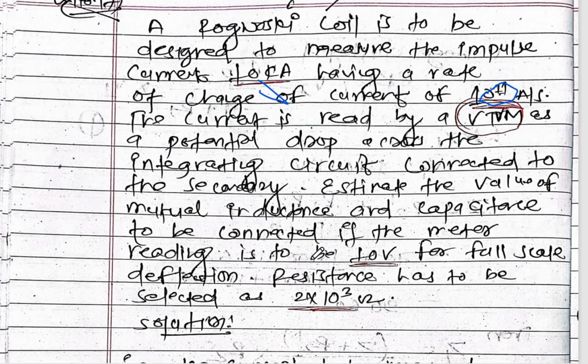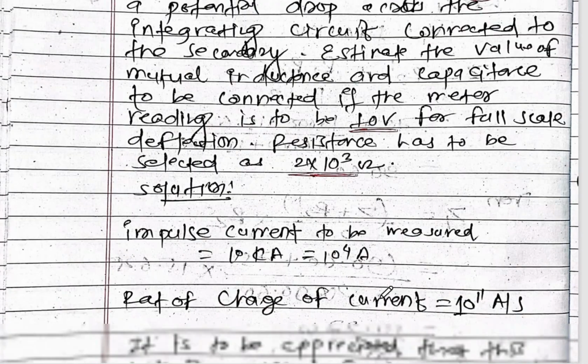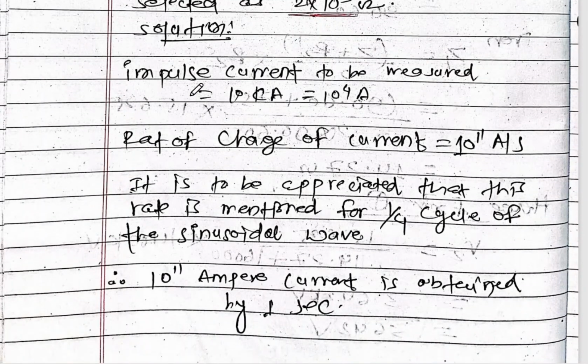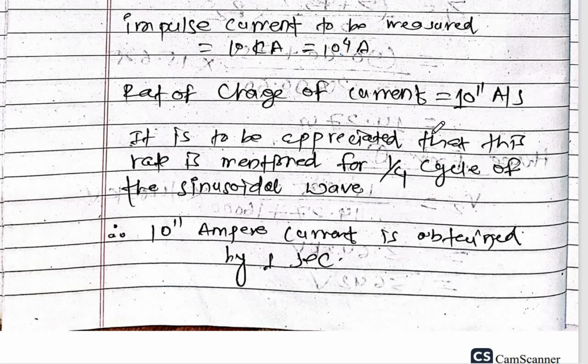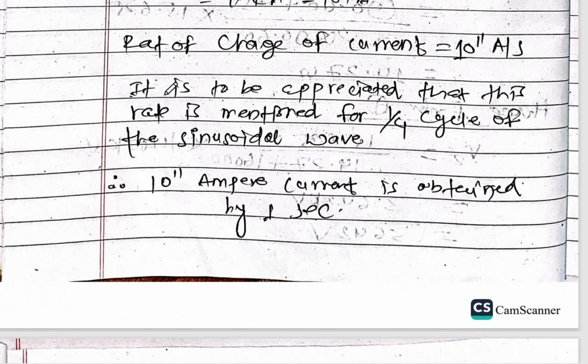If the meter reading is to be 10 volt for full scale deflection, the resistance has to be selected as 2 into 10 to the power 3 ohm. And the solution is: first of all, the impulse current to be measured, already given in the question, is 10 kiloampere, so you can write 10 to the power 4 ampere, and the rate of change of current is 10 to the power 11 ampere per second.